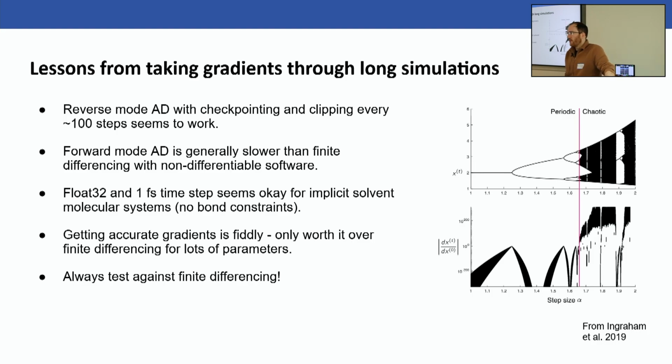Getting gradients is pretty fiddly. You do have to play around with things and debug stuff. So it is only worth it over finite differencing if you have a lot of parameters. And yeah, the golden rule: just always test against finite differencing, because just assume that if you haven't tested against finite differencing, it's wrong, because it might be.